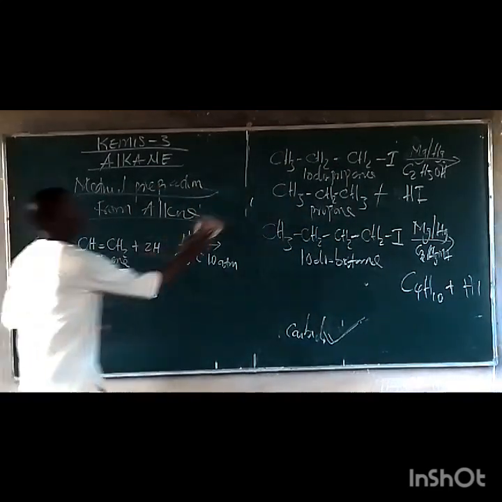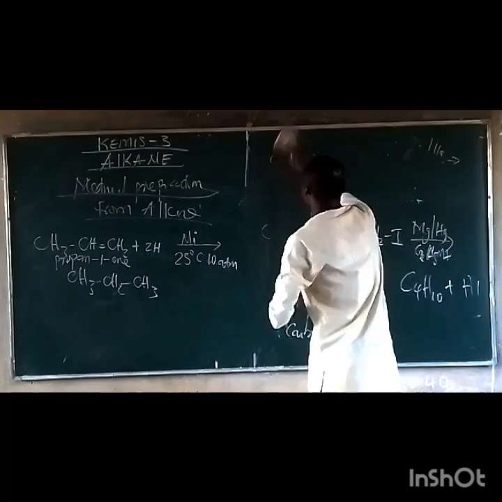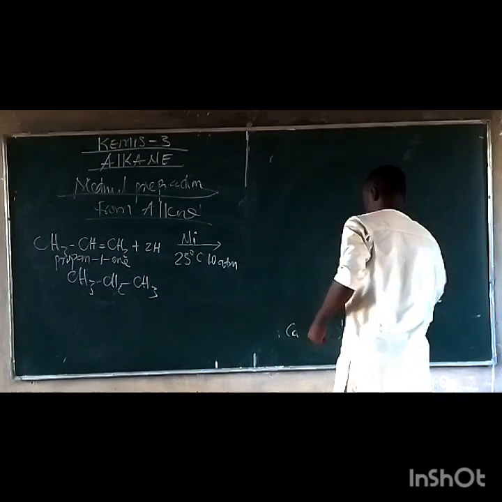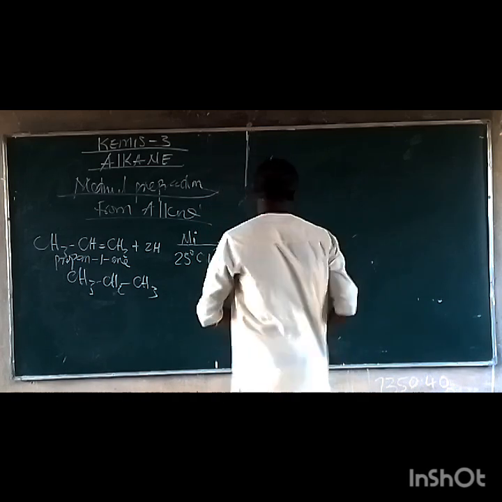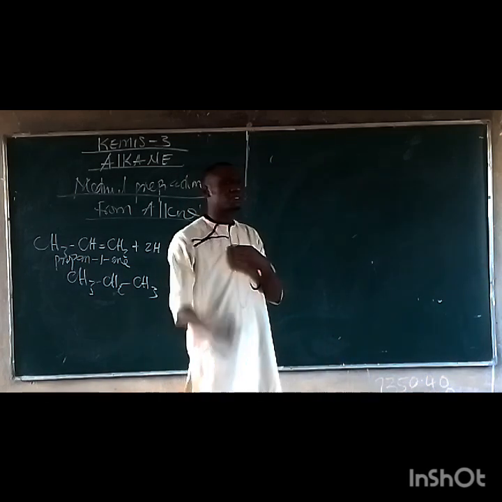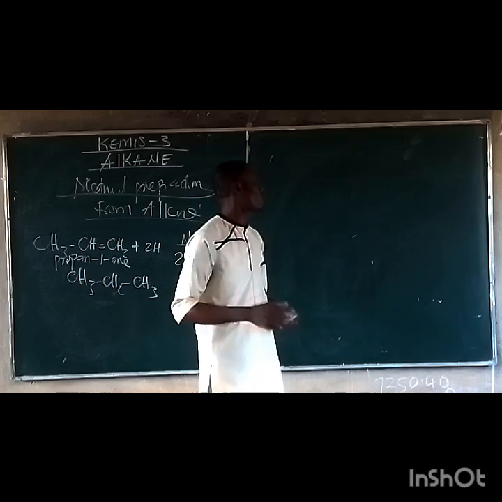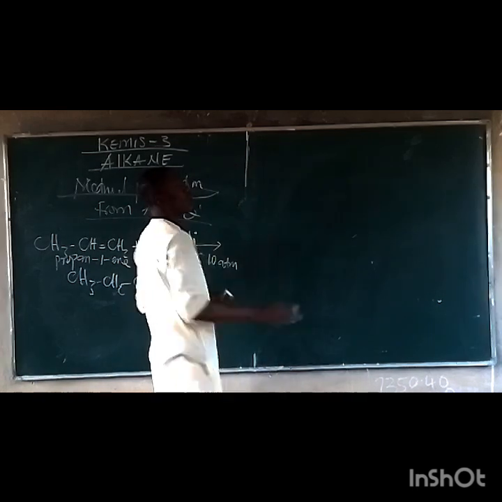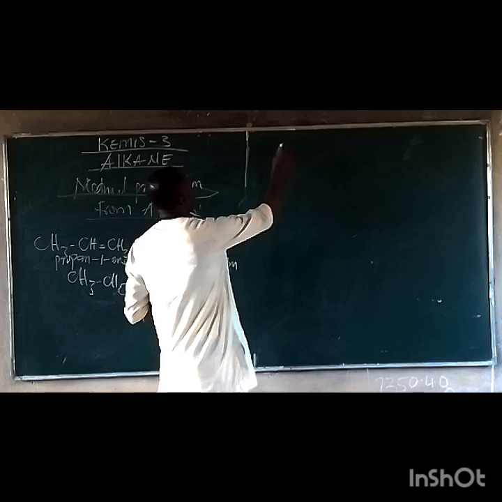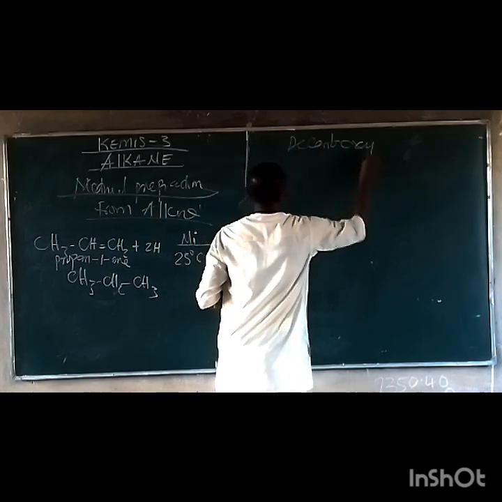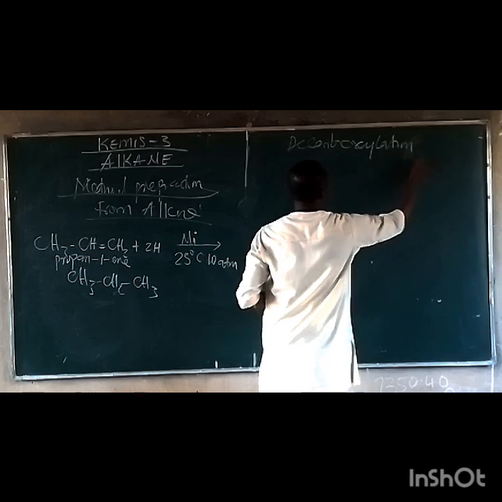The next one we have is from the decarboxylation of a salt, known as an alkanoic salt. Well, how do we get an alkanoic salt? The explanation of how to get an alkanoic salt is not for this class, but I'm going to use an alkanoic salt here. Now we have the decarboxylation. So, what is decarboxylation?